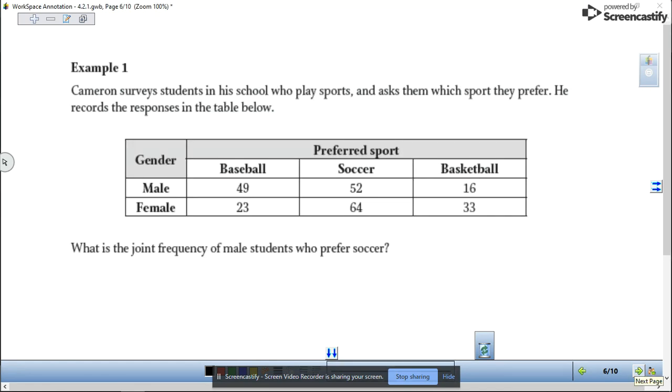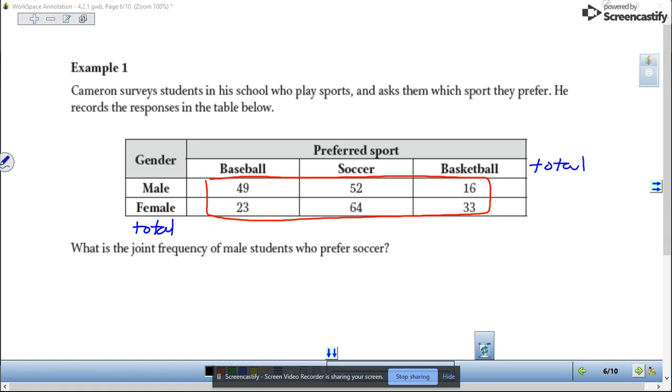So first, example 1 here. Cameron surveys students in his school who play sports and asks them which sport they prefer. He records the responses below. So these are your joint frequencies. Okay, those are all joint frequencies. If I want to find the marginal frequencies, then I need to include totals.